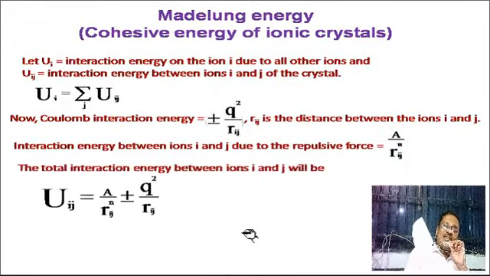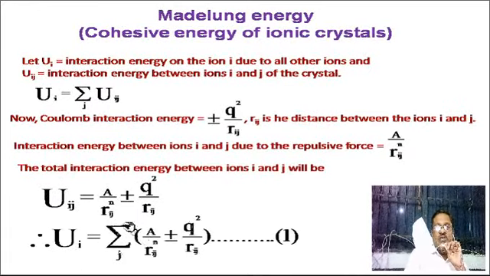Now the total interaction energy between the ions i and j will be the sum of these two energies, that is the sum of attractive energy and repulsive energy. Therefore, Uij is A divided by Rij to the power n plus or minus q square divided by Rij. Now put this value in the earlier equation. So the interaction energy on ion i will be Ui equal to summation over j of A divided by Rij to the power n plus or minus q square divided by Rij. This is represented as equation number 1.